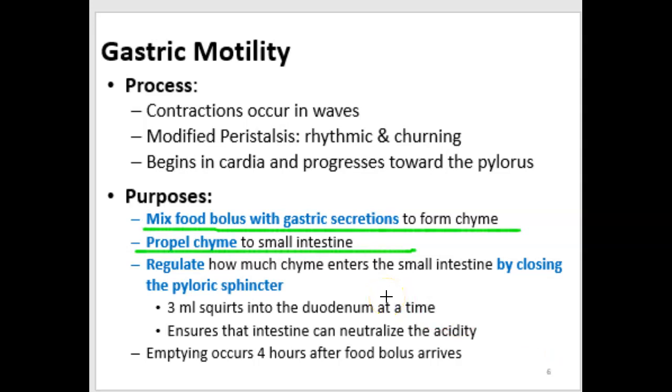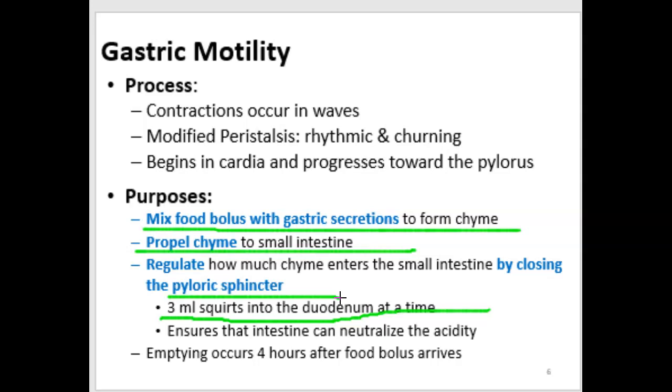Now that chyme will be propelled towards the opening, the duodenum, the beginning of the small intestine, and it turns out that about 3 milliliters of chyme squirts into the duodenum at any one time. And the reason only 3 mils goes in at a time is because the pyloric sphincter rhythmically closes. So every once, I don't know what the time frame is, but every 5 seconds or something, it contracts.